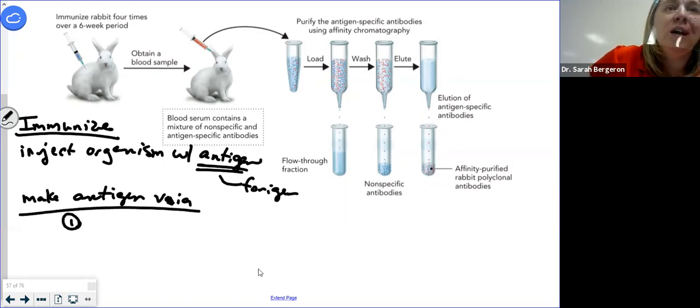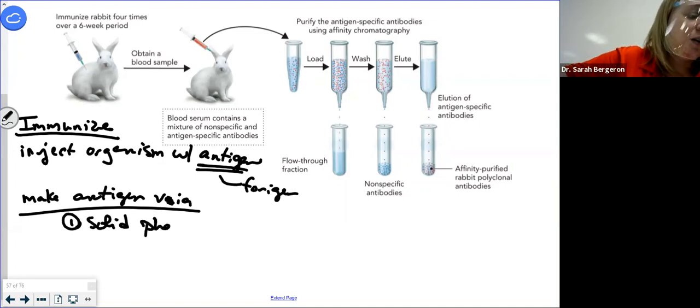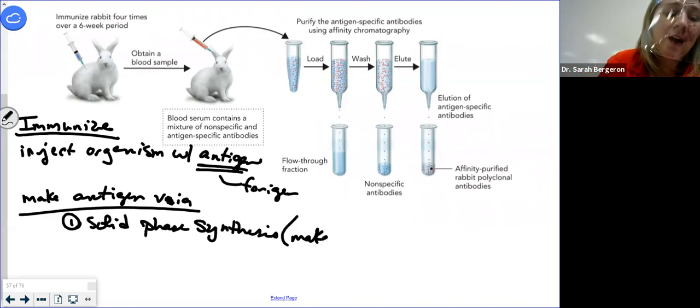I can do a synthesis. What do we call that? I can actually synthesize a protein. Do you remember we talked about that last time? Solid phase synthesis. Right? You're making a short peptide.